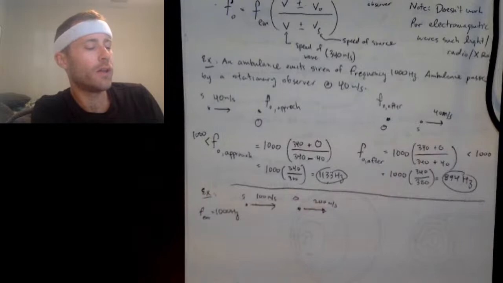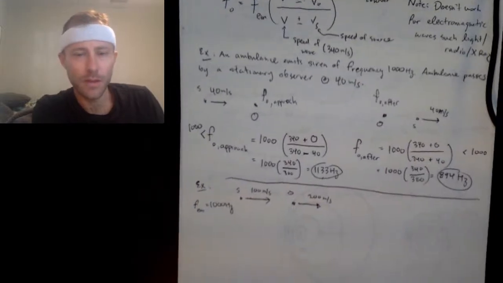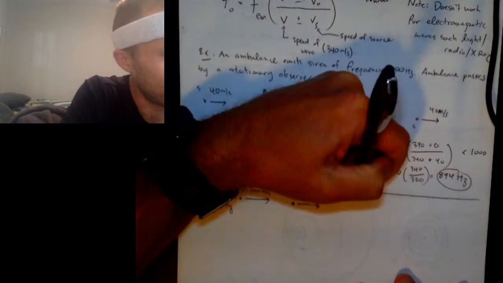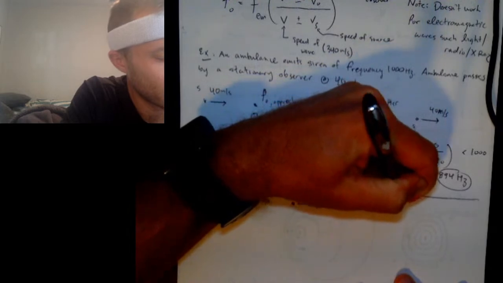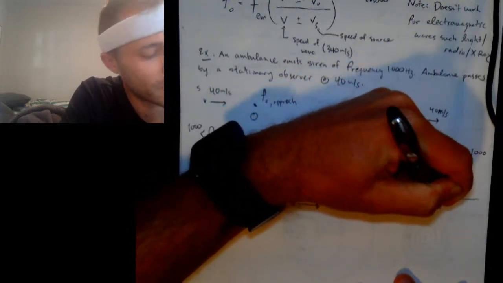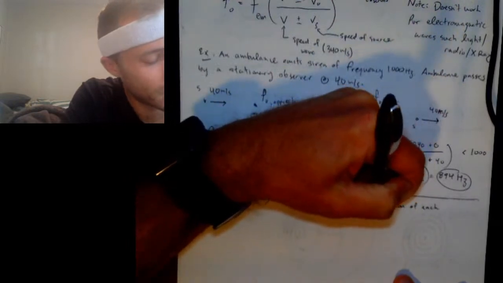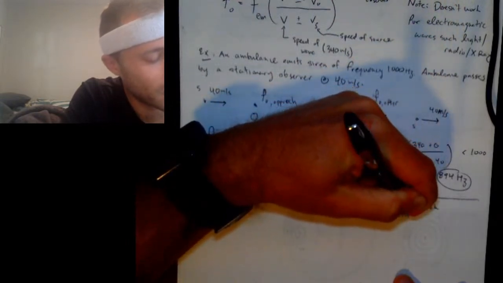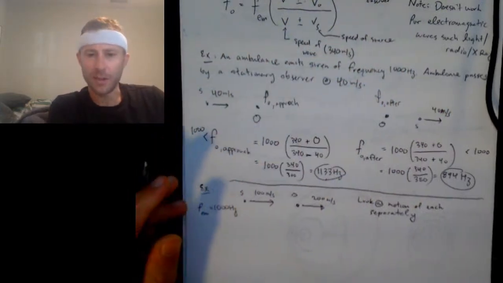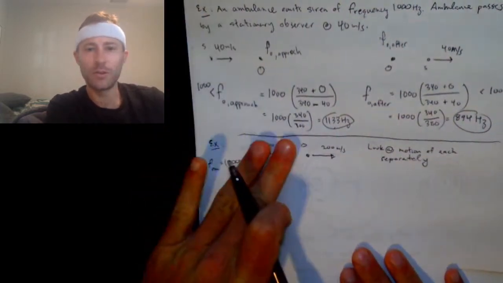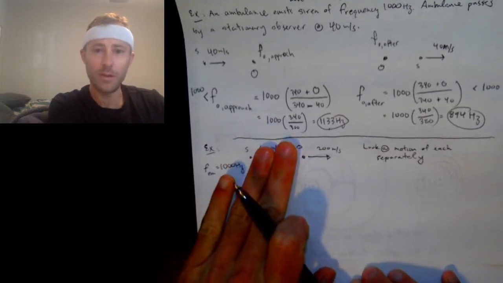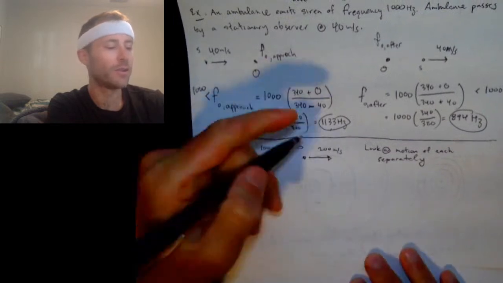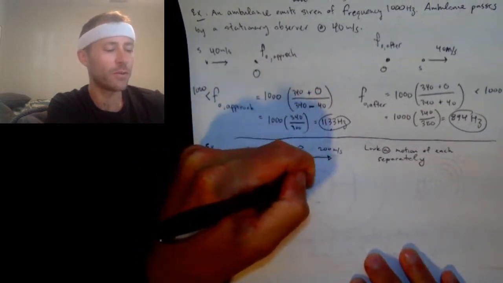And so what we want to do is look at the motion of each separately. Okay? And that's how we determine whether it's going to be pluses or minuses. So if we look at this, ignoring the motion of the source, the observer is trying to move away from the source. Okay? So the observer is trying to lower the frequency.